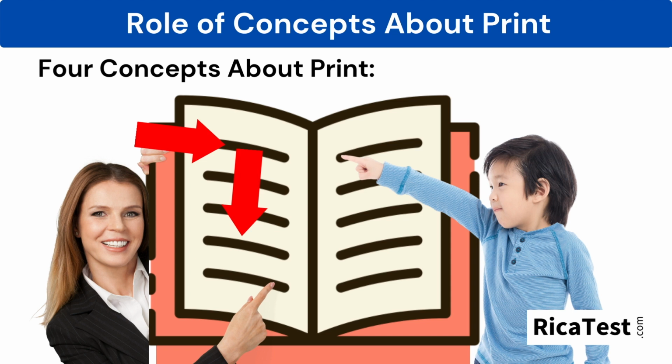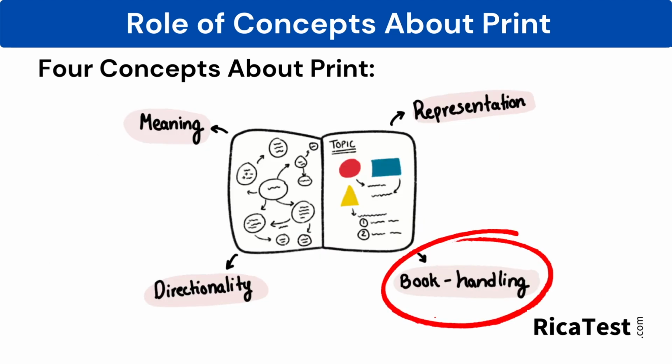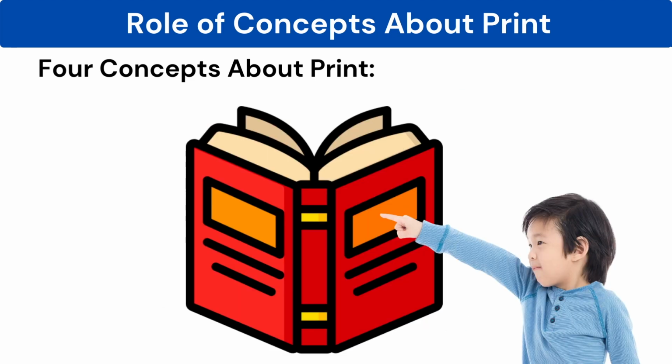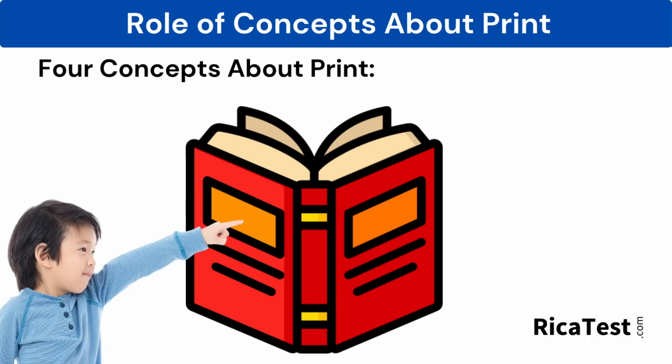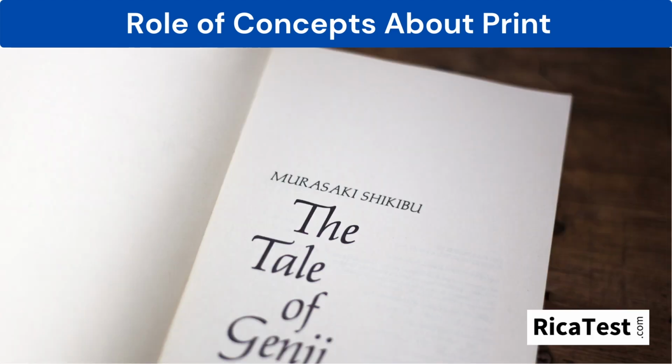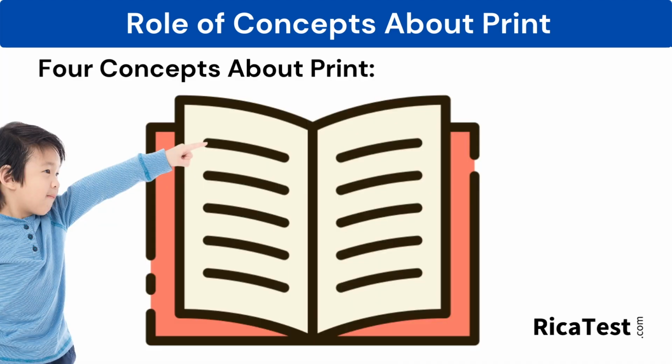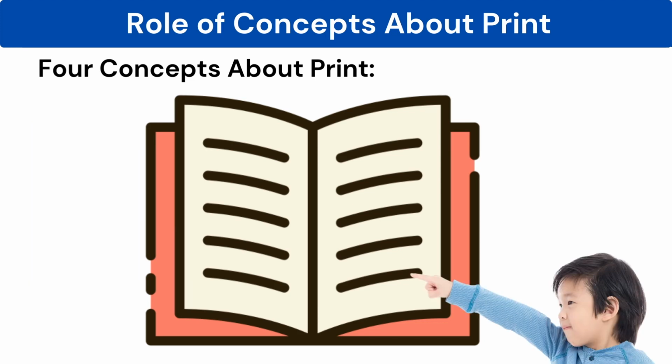The fourth concept about print is book handling skills, and these are demonstrated when the child can point to the front cover versus the back cover, open to the title page, and can point to where the story starts and where it ends.